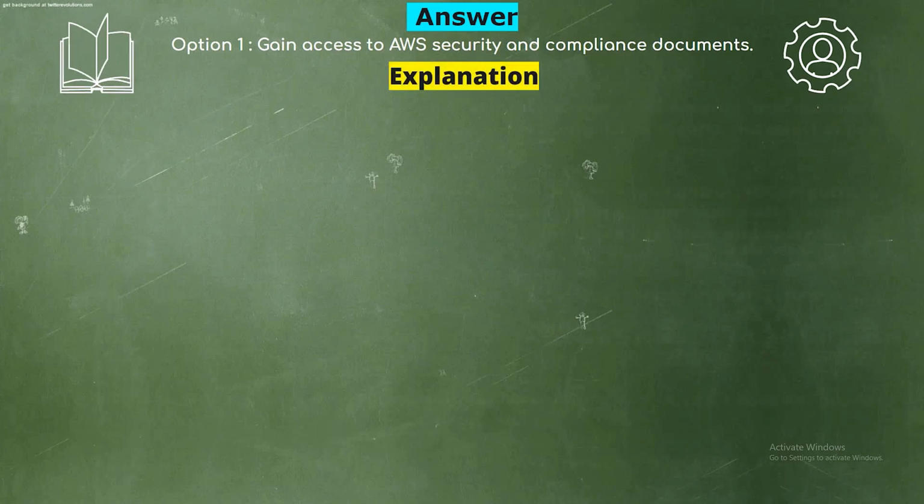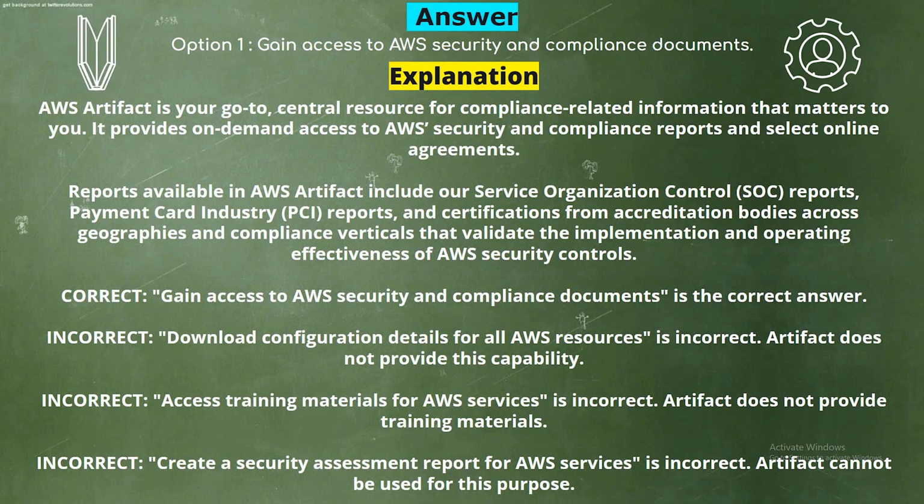Explanation. AWS Artifact is your go-to, central resource for compliance-related information that matters to you. It provides on-demand access to AWS security and compliance reports and select online agreements. Reports available in AWS Artifact include our Service Organization Control, SOC, reports, Payment Card Industry, PCI, reports, and certifications from accreditation bodies across geographies and compliance verticals that validate the implementation and operating effectiveness of AWS security controls.